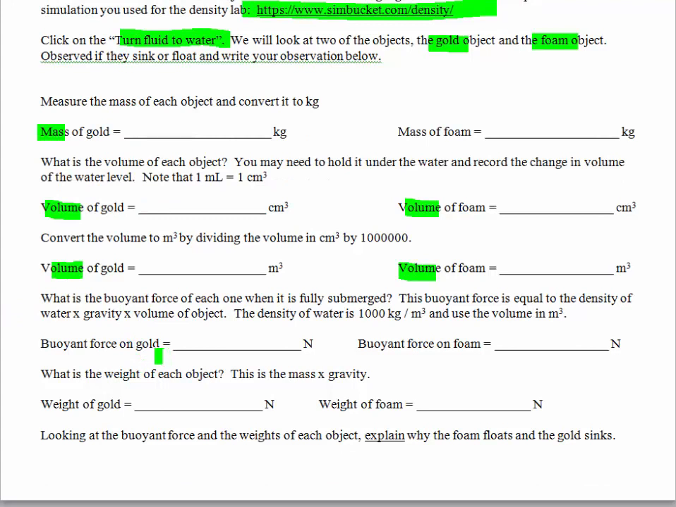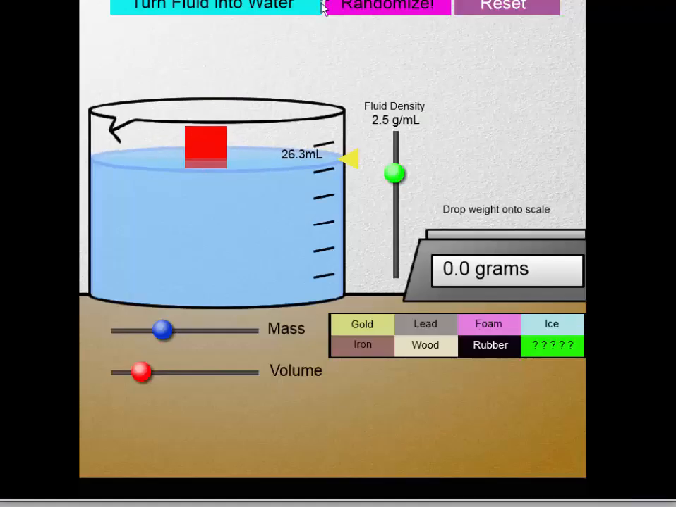Then we can calculate the buoyant force of each one of these two objects. Again, the buoyant force is going to be equal to the density of the fluid multiplied by the volume that was submerged, as well as gravity. So you're going to record the buoyant force of each of them, and then calculate the weight of each of them. Remember, weight is mass multiplied by gravity. Then using these two numbers, talk about why the foam floats and why the gold sinks.